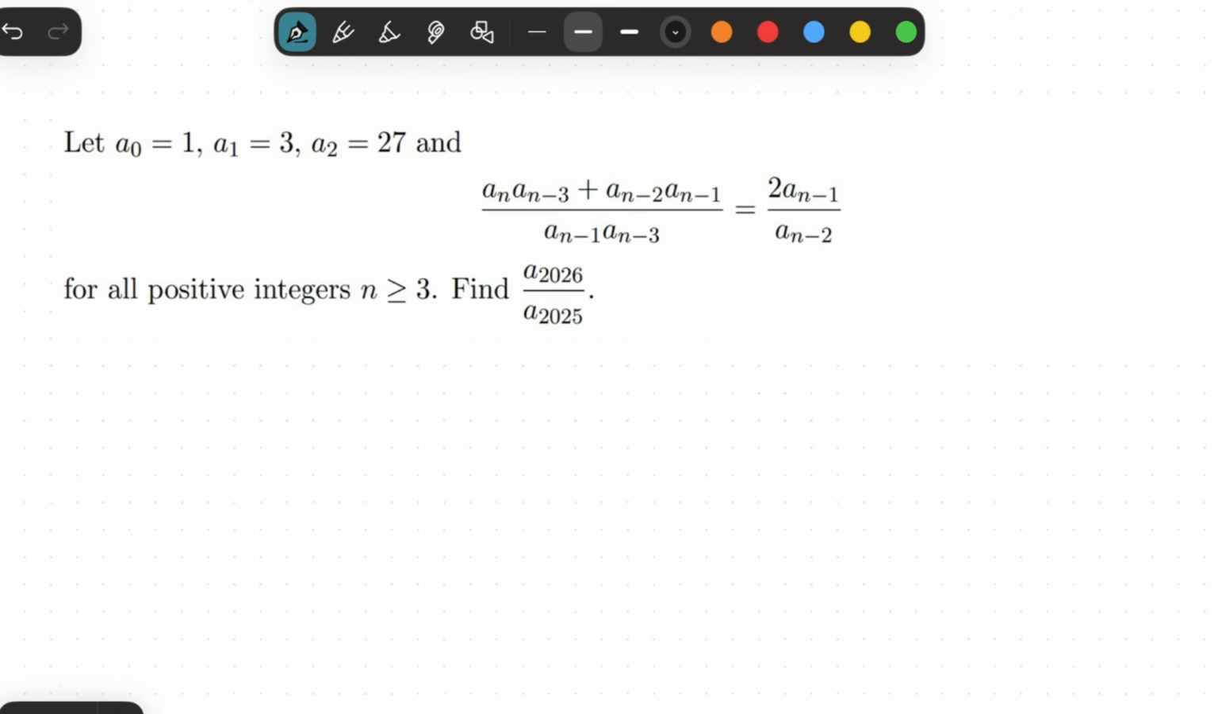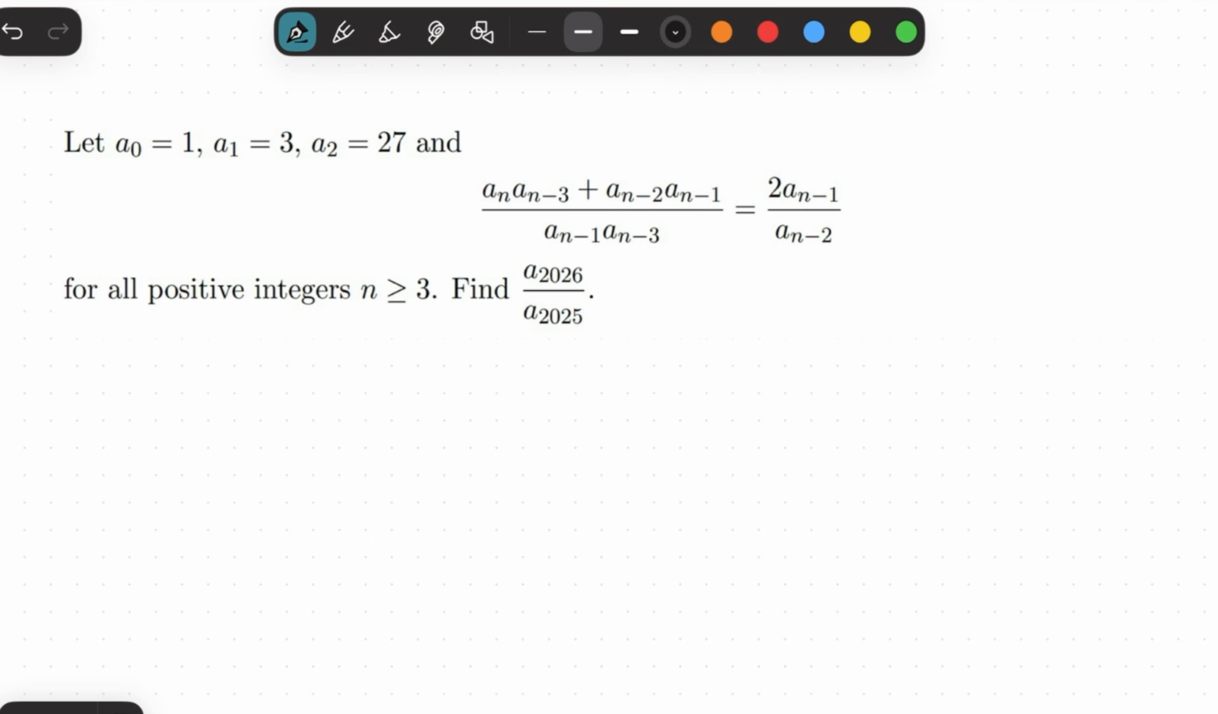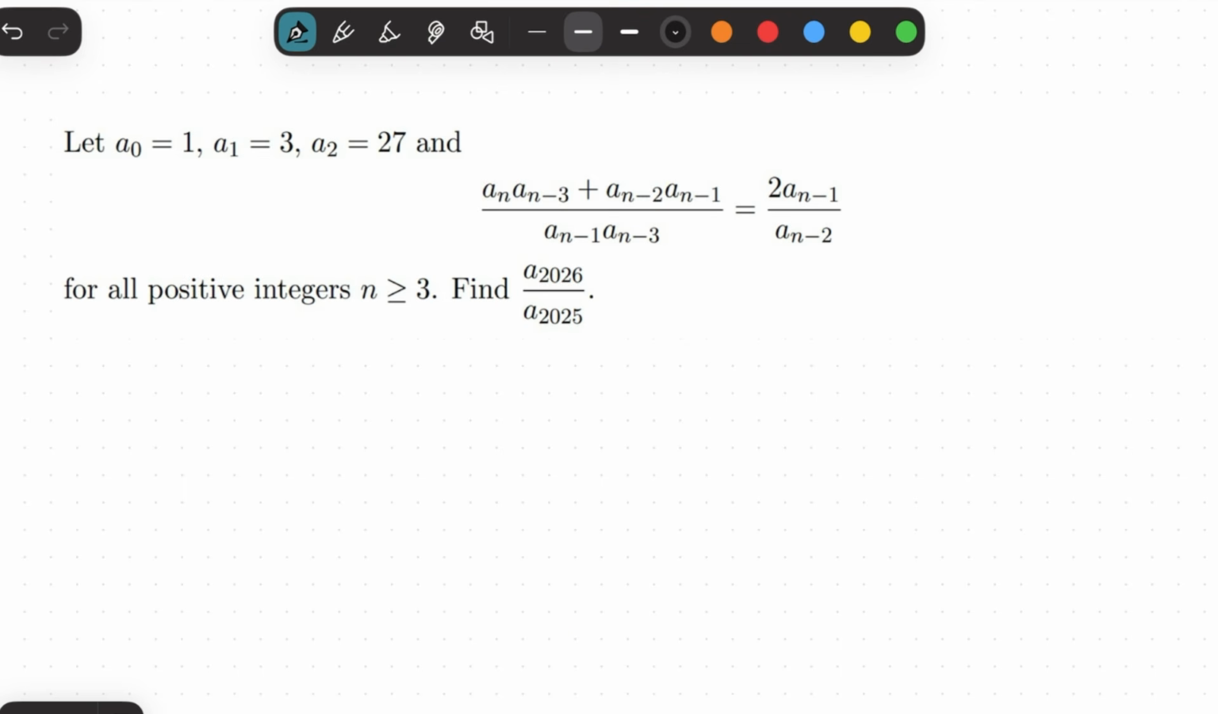Because in this case, if you were to take a look at this problem, what stands out to you? Well, okay, for you, it might not be the same thing as me, but if I were doing this problem, I would probably take a look at this recursive formula and go like, okay, bro, this is extremely complicated. This is a pretty messy formula that they gave us.